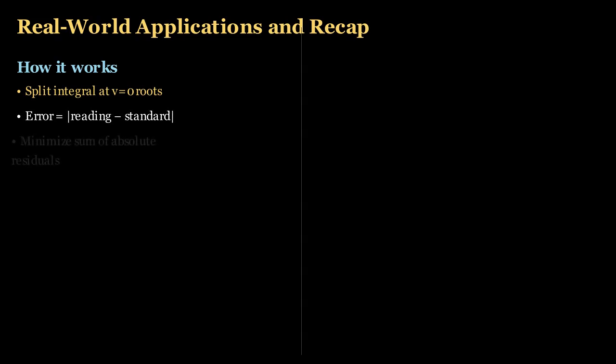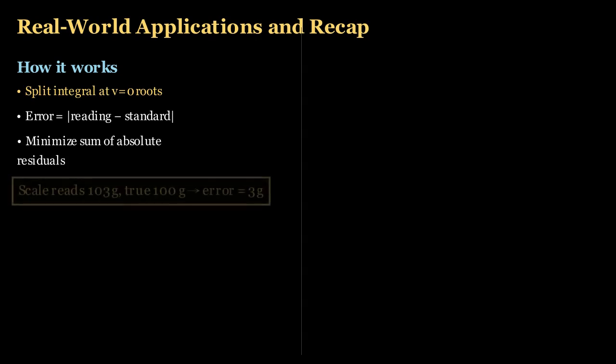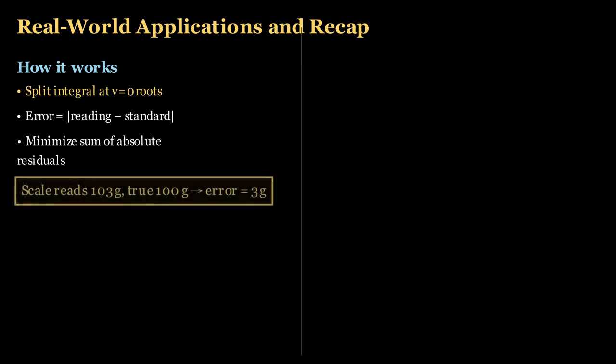For least absolute deviations, imagine you have data points and a candidate line. The residual for each point is the vertical distance from the point to the line. You take the absolute value of every residual and sum them. The best line is the one that makes this sum as small as possible.